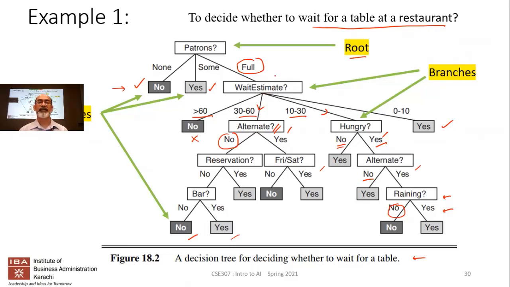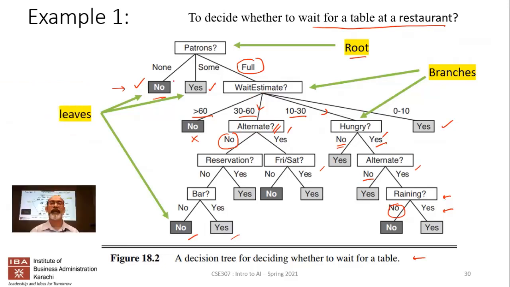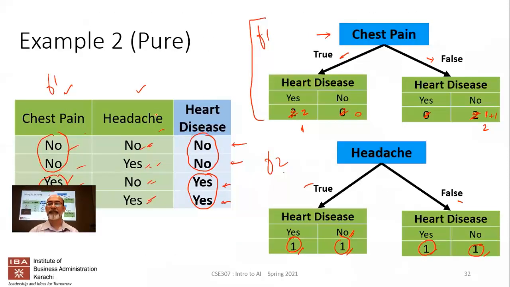So for example, over here, you're saying wait estimate, well, if there are no patrons over there, the restaurant is empty, you want to make a simple decision. It's kind of pure. You just want to leave. So you want to have as pure groups as possible. If you look at this case, what would result in the purest group? Should we start by asking whether the person has a headache first, or whether the person has chest pain first? Clearly, it should be chest pain because it will result in two very pure groups.